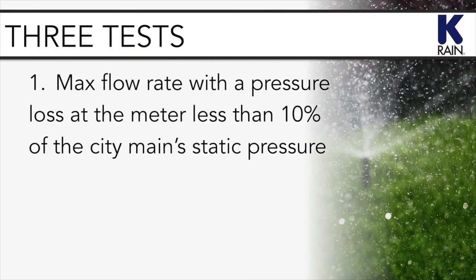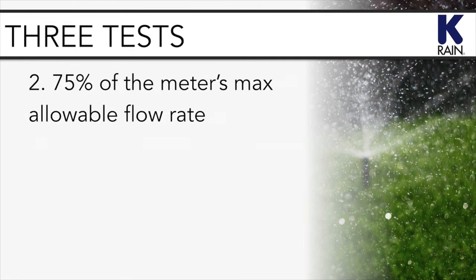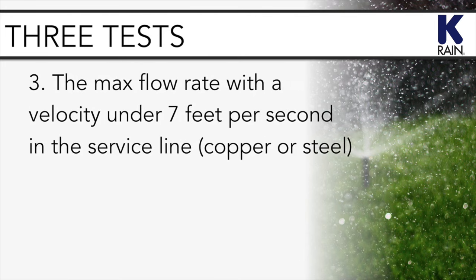There are 3 tests used to determine the maximum flow rate available for an irrigation system. Number 1. The maximum flow rate with a pressure loss at the meter less than 10% of the city's main static pressure. Number 2. 75% of the meter's maximum allowable flow rate. And number 3. The maximum flow rate with a velocity under 7 feet per second in the service line for copper or steel service lines. The maximum allowable flow rate will be the lowest of these 3 numbers.